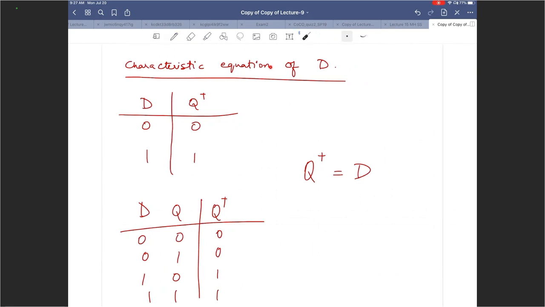Characteristic equation of D. What is the characteristic equation of D? Q plus equals D. So you can write it in a compact manner as this, or in a detailed manner as this. When D is 0, Q plus is 0. When D is 1, Q plus is 1. Or you can expand that as D, current state, next state. When D is 0, Q plus is independent of the current state. So Q plus will equal D. So 0, 0, 1, 1 because of 0, 0, 1, 1. That's it.